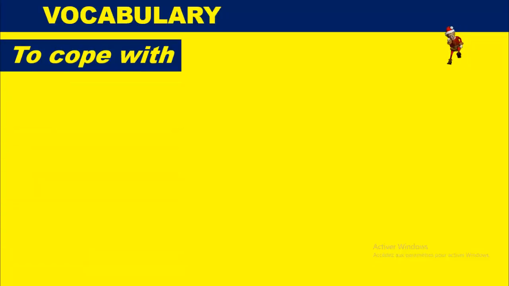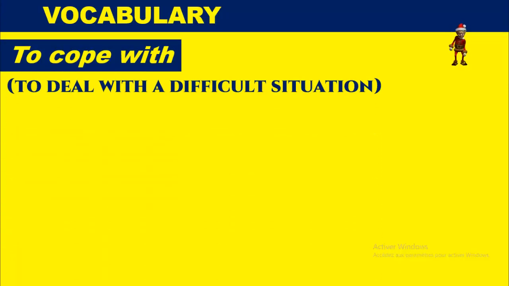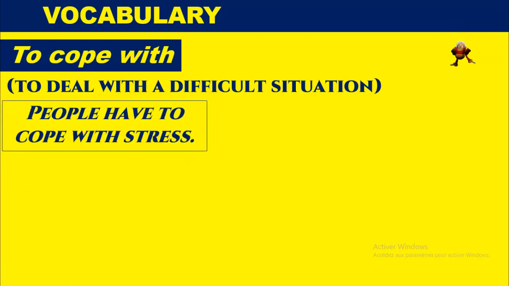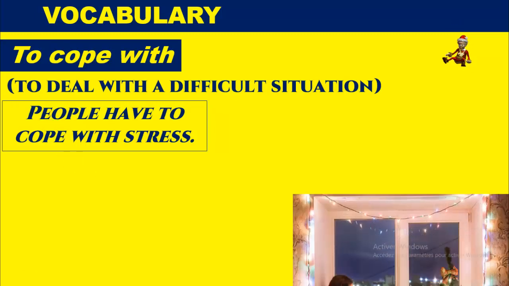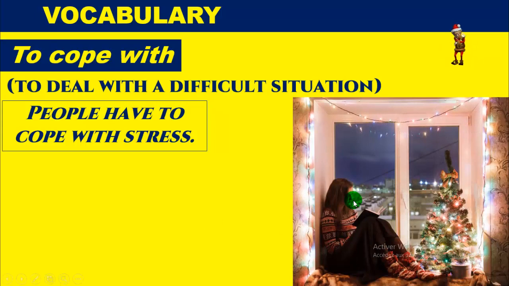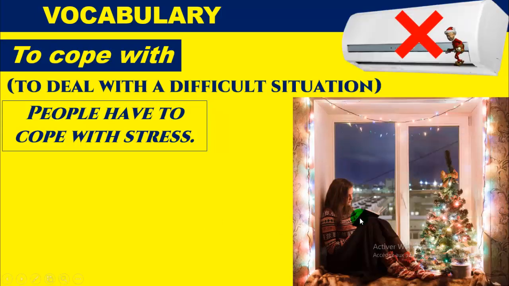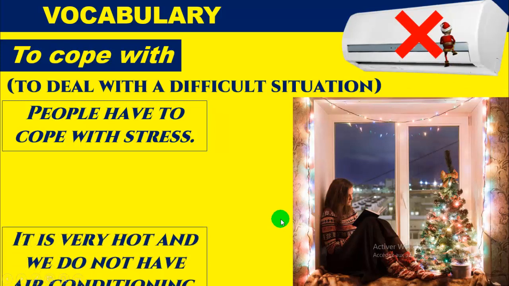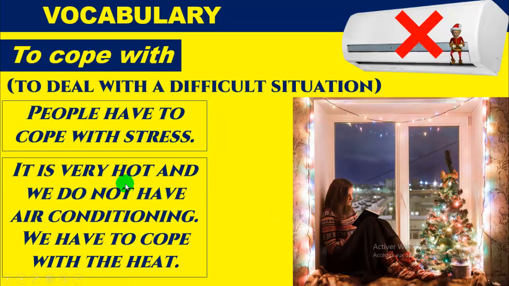To cope with. What is to cope with? It is to deal with a difficult situation. For example, people have to cope with stress. Look at this girl. In her room, it is very hot and she has no air conditioning, so she has to cope with the heat. It is very hot and we do not have air conditioning. We have to cope with the heat. Faire avec. Il faut faire avec la chaleur parce qu'on n'a pas l'air conditionné.